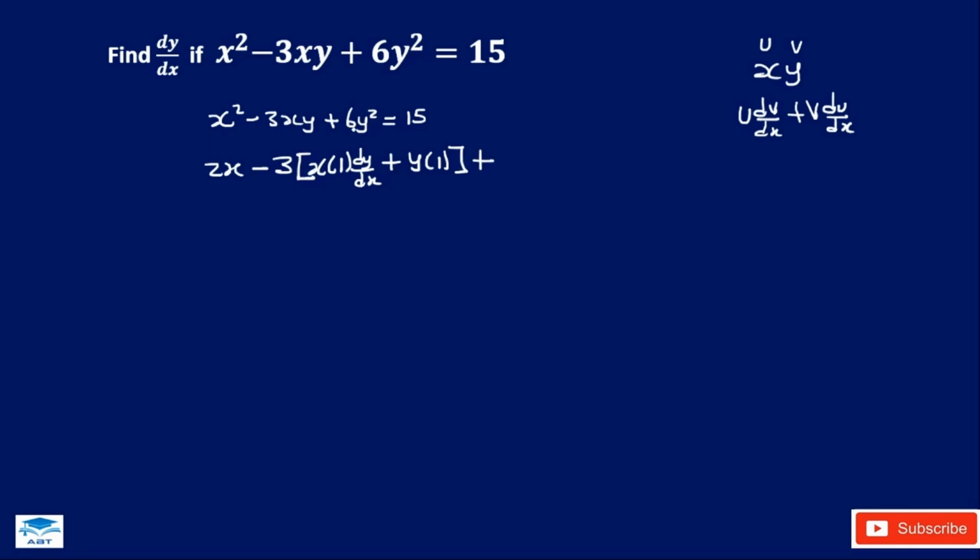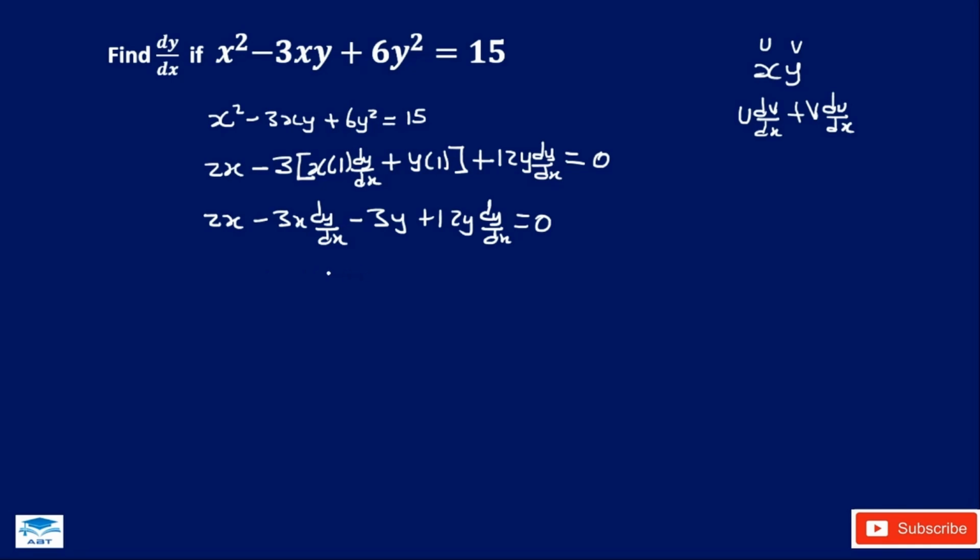Plus, we differentiate 6y squared and it's 12y, then dy dx. We equate it to the differential of 15, which is 0. So now we are going to expand this bracket. We have negative 3x dy dx and negative 3y plus 12y dy dx equals 0.